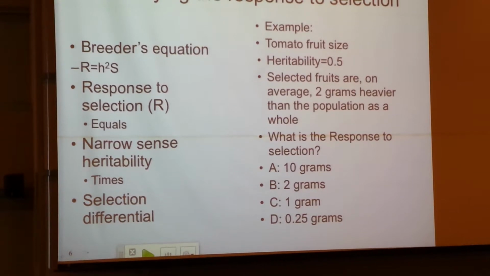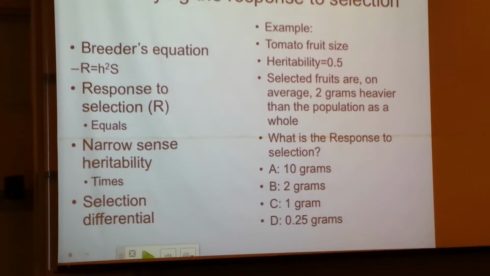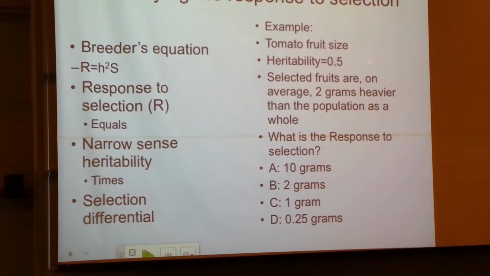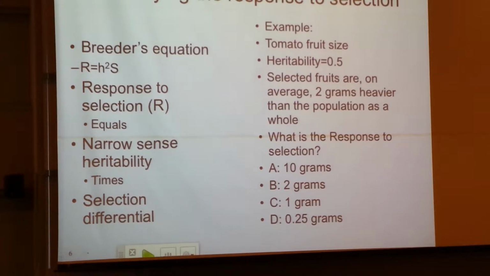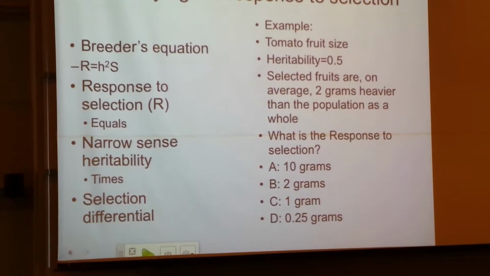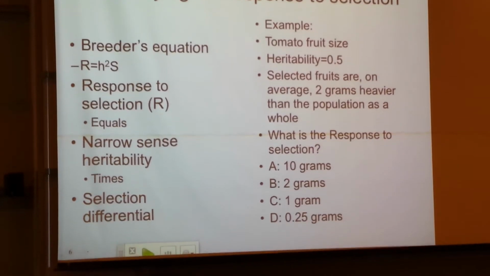So here's an example. Again, the same thing. The breeder's equation is just R equals, the response is equal to variability times the selection strength, right? And in our example, what do we have? We're given a heritability of 0.5, and the selected fruits on average are 2 grams heavier than the population as a whole, then what would we expect the response to selection to be?